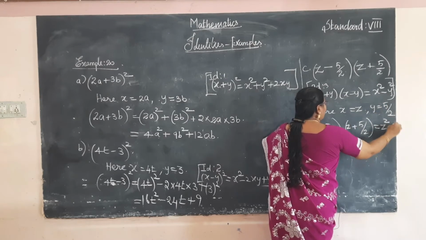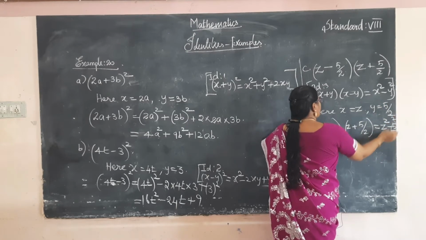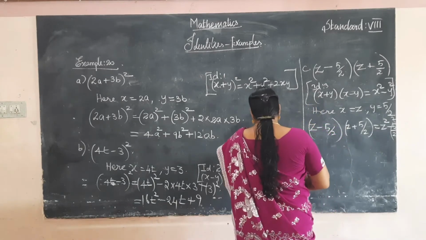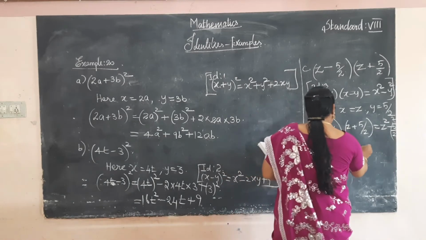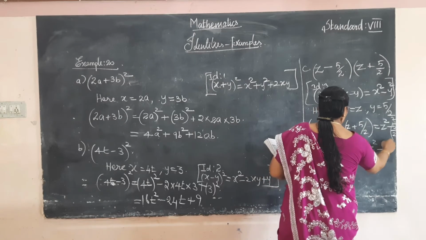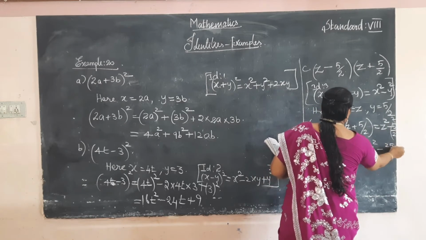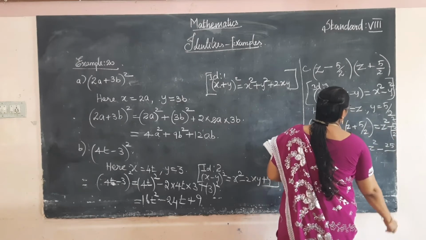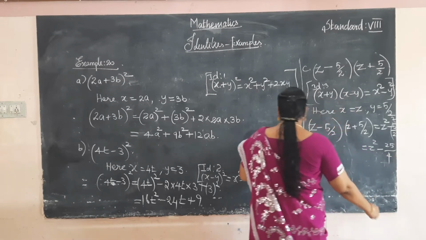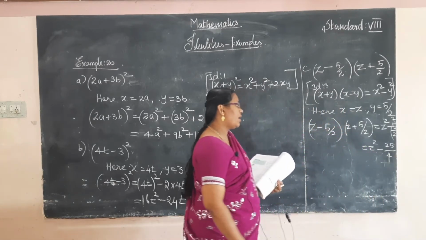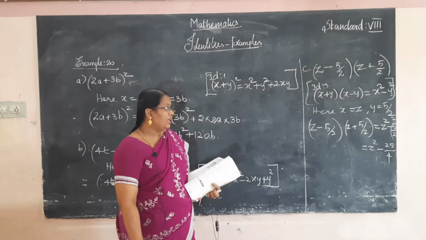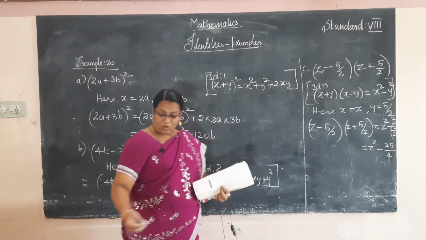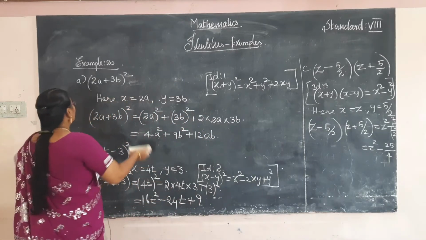5 by 2 the whole square. In expanded form, z square minus 5 square is 25 by 2 square, whose value was 4. So the answer for this problem is z square minus 25 by 4. Okay, now move to the next example.